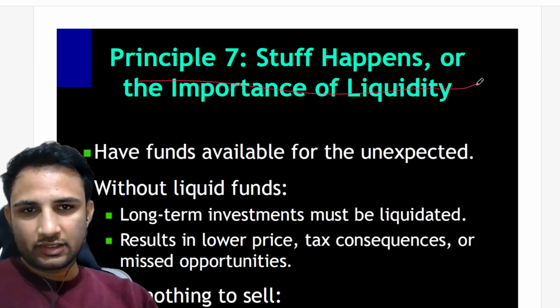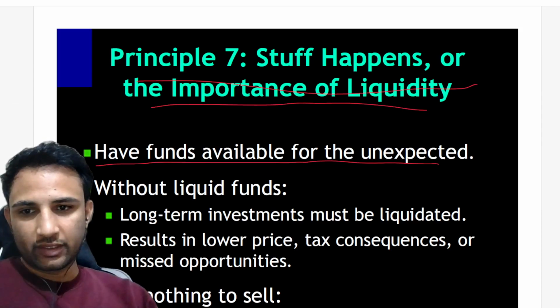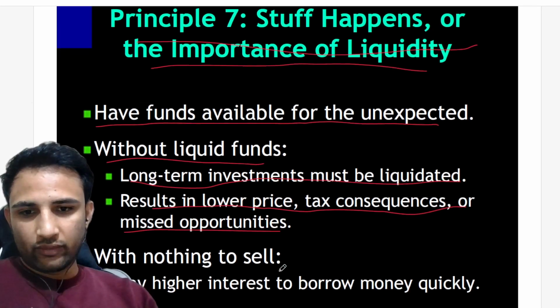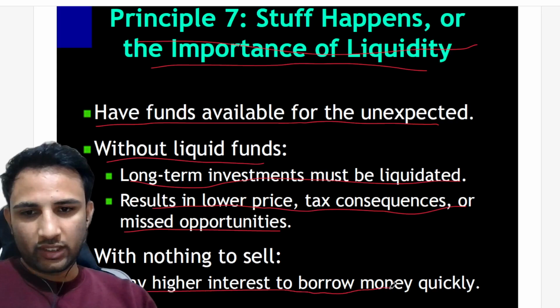Principle 7 is stuff happens, or the importance of liquidity. Have funds available for the unexpected. Without liquid funds, long-term investments must be liquidated. This results in lower price, tax consequences, or missed opportunities. With nothing to sell, you pay higher interest to borrow money quickly.